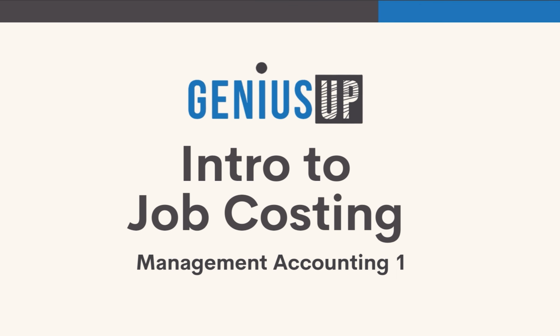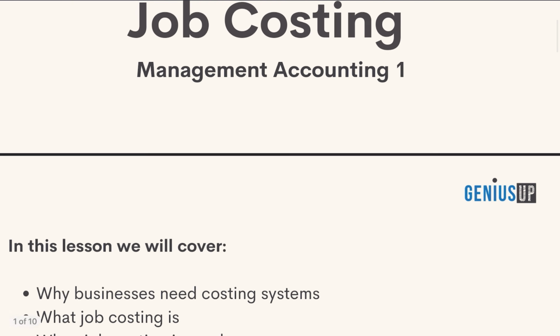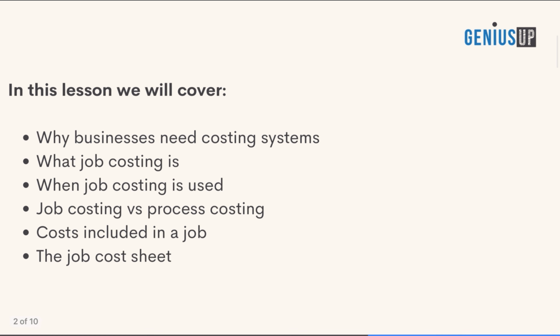So in this lesson, we're going to be introducing job order costing, or job costing as some might refer to it. And we're going to be covering 6 key points. Number 1, why businesses need costing systems. Number 2, what job costing is. Number 3, when job costing is used. Number 4, job costing versus process costing. Number 5, cost included in a job. And then lastly, we're going to chat about the job cost sheet.